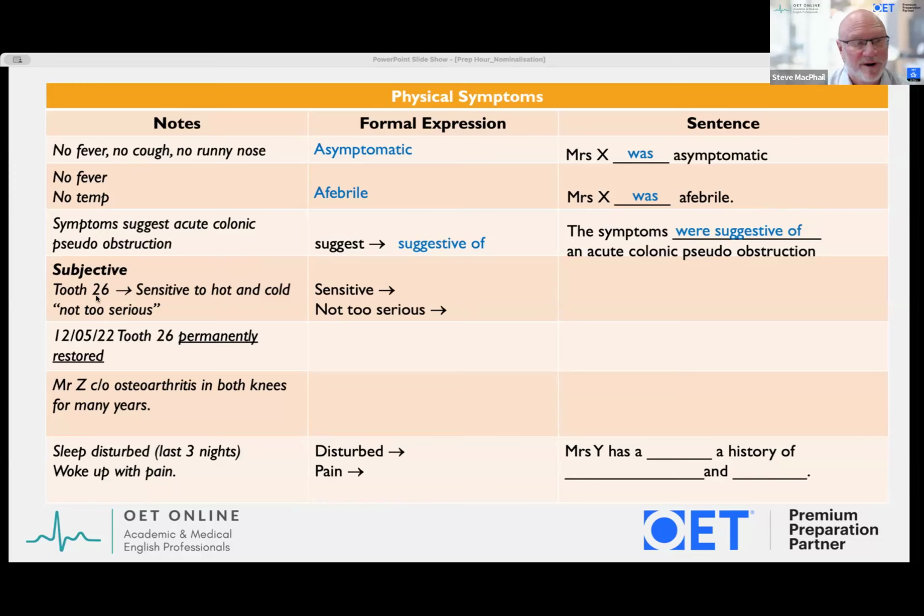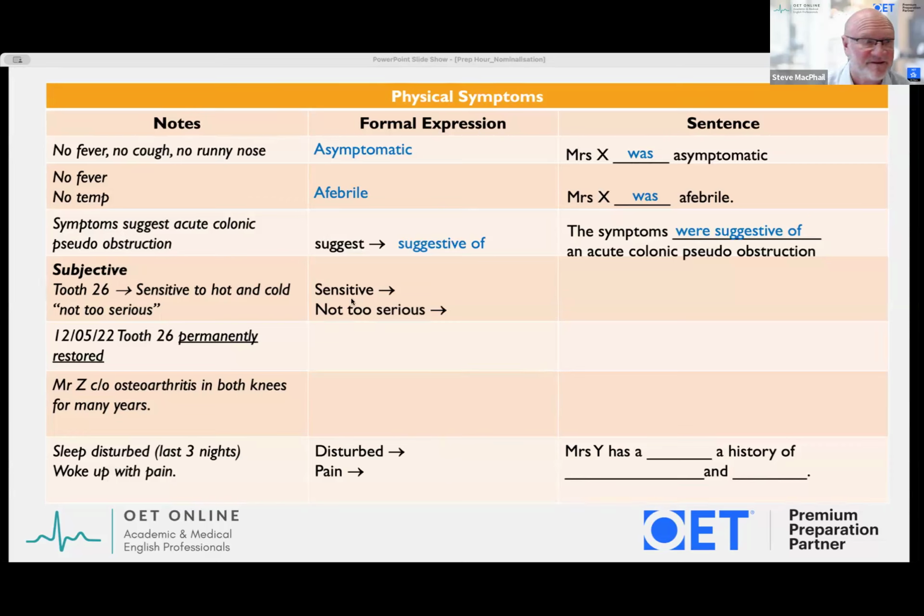Now we've got an example, perhaps this could be considered a dentistry example, tooth 26, sensitive to hot and cold, 'not too serious.' Whenever you see inverted commas like that, it means that's language, that's words that the patient said. Doctor, it's not too serious. Doctor says, or dentist says, how would you describe the pain? Not too serious. And that's what you'll see in the case notes. But your job is to then turn that into more objective and formal language.